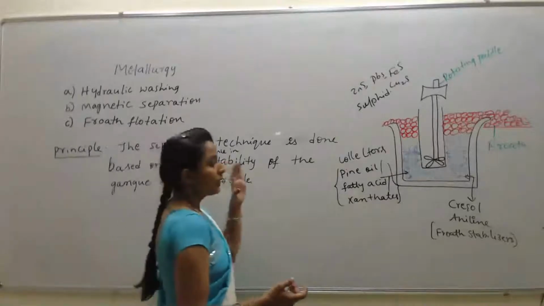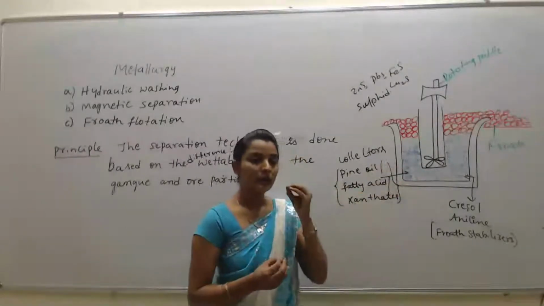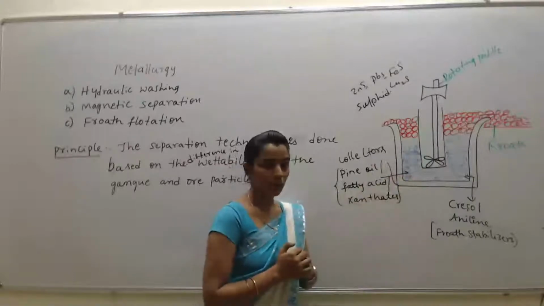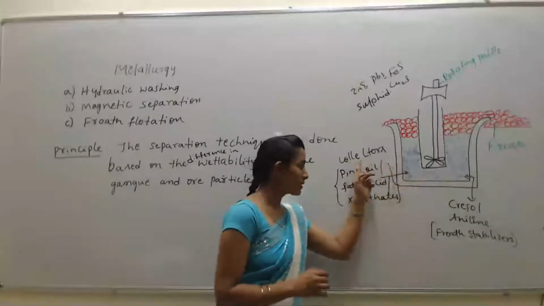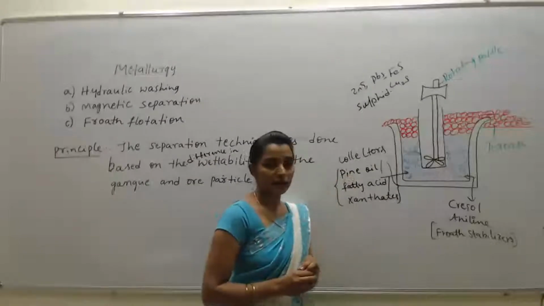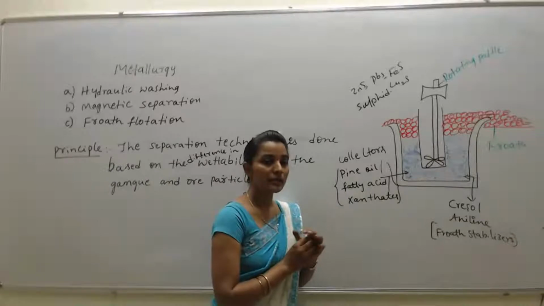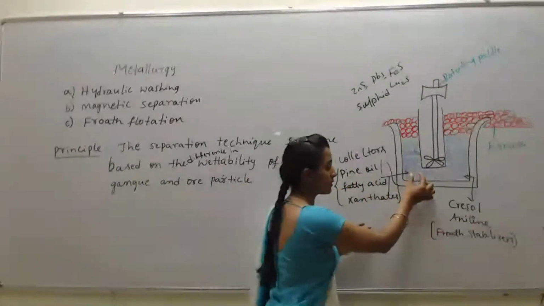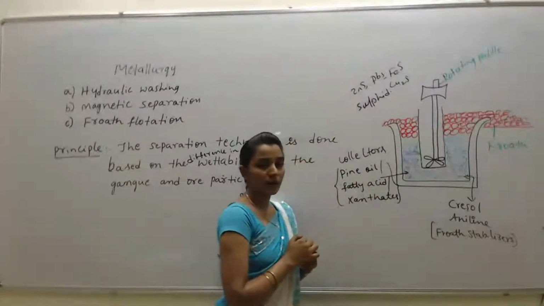Means here water is there, these collectors are there. So which particle is wetted, means attracted by which one? Okay. So here gangue and ore particles are there. So these collectors collect or wet the ore particles. Okay. And the water wets the gangue particles. So gangue particles are wetted by water and the ore particles are wetted by pine oil.